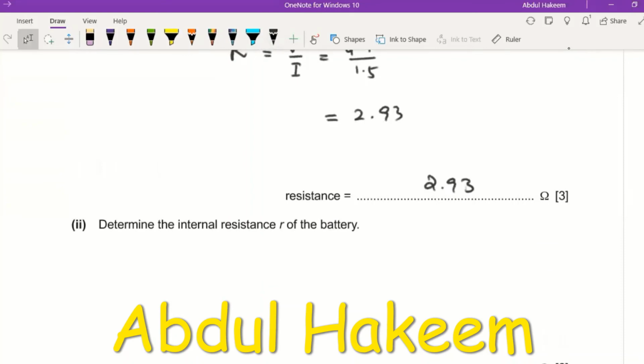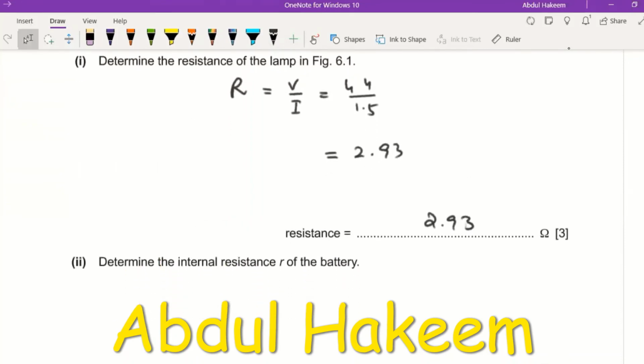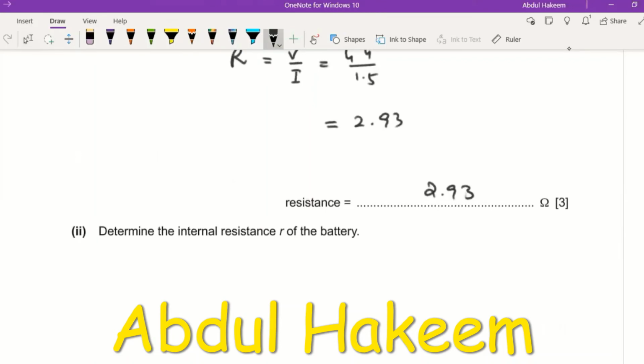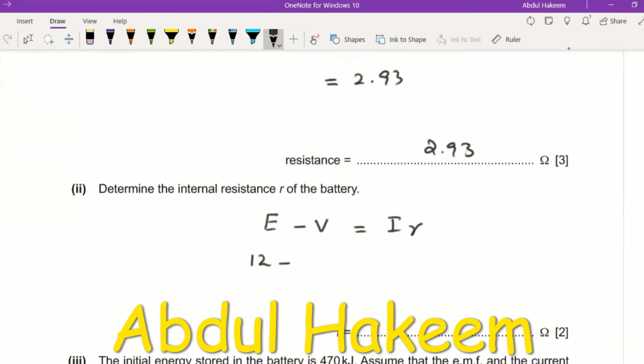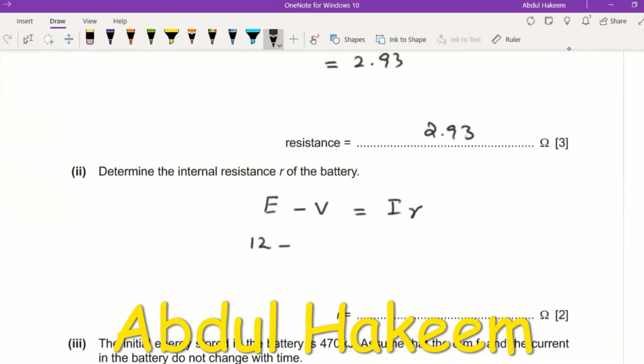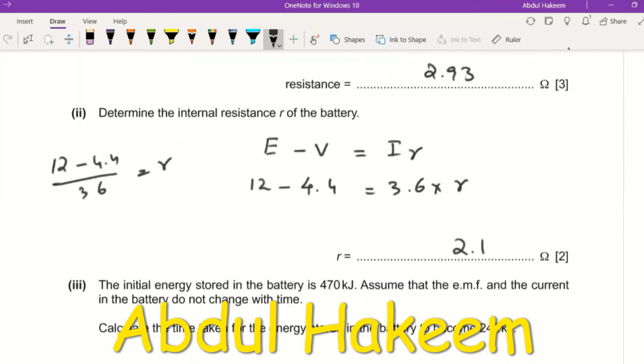Next, determine the internal resistance of the battery. For the internal resistance, we will write the formula EMF minus terminal voltage is equal to the lost voltage Ir. The EMF is 12 and the voltage supplied outward, the terminal potential, is 4.4. The current from the battery is 3.6. So 12 minus 4.4 divided by 3.6 is the internal resistance, and after calculation it comes to 2.1.